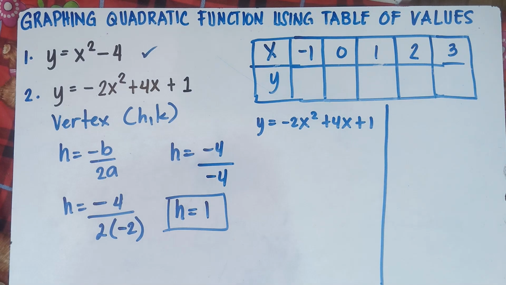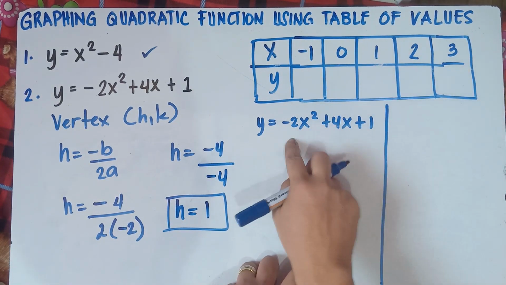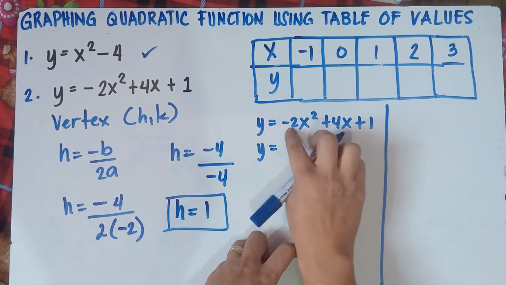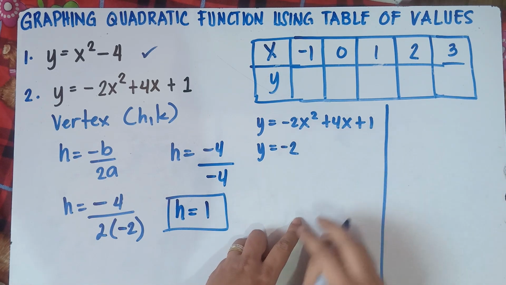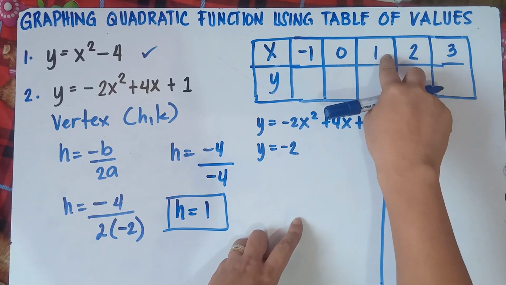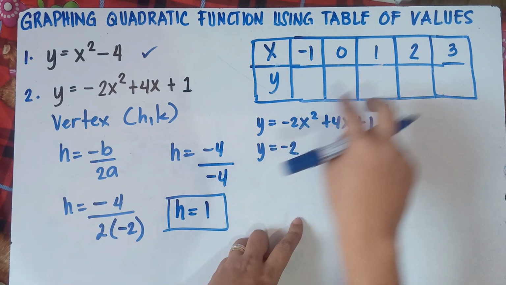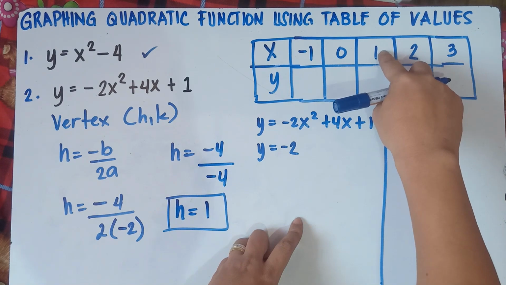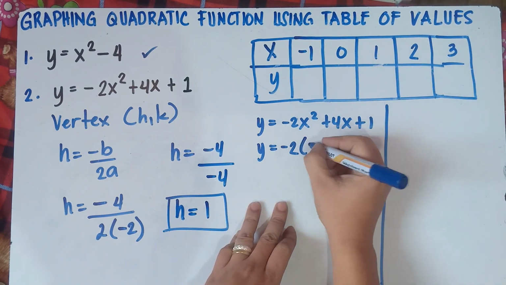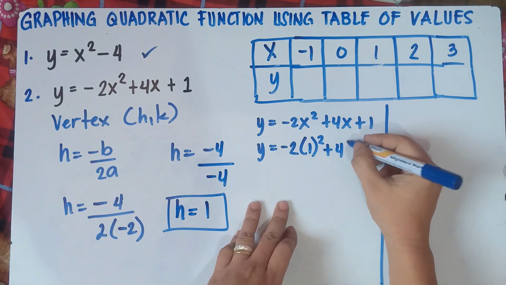To get the y values, class, simply substitute the value of x into this equation. So y equals, copy negative 2, and your x is positive 1. Once again, class, simply substitute these x values into this equation. So instead of x, you use what? Positive 1. So copy negative 2 and your x is positive 1. So 1, then squared, plus 4, then our x is positive 1.